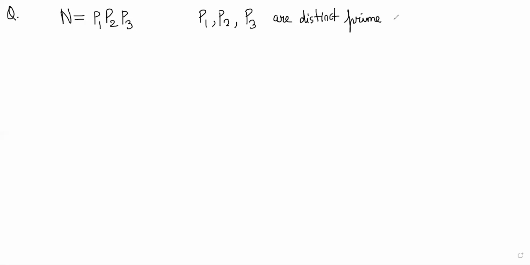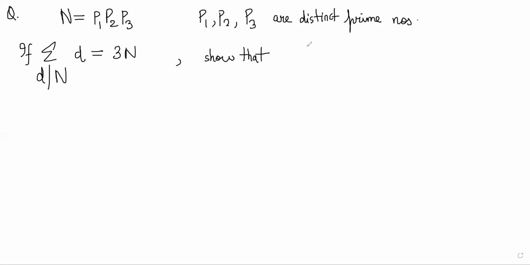Look at this. N is equal to P1 into P2 into P3, where P1, P2, P3 are distinct prime numbers. If summation of D, where D divides N, is equal to 3N, show that summation i goes from 1 to capital N, 1 by D i is equal to 3.